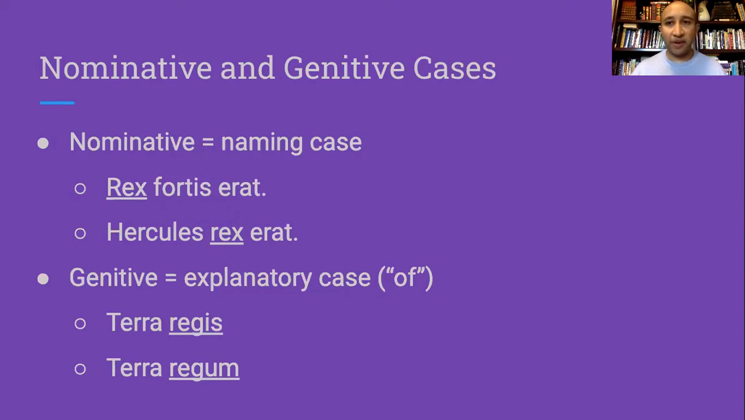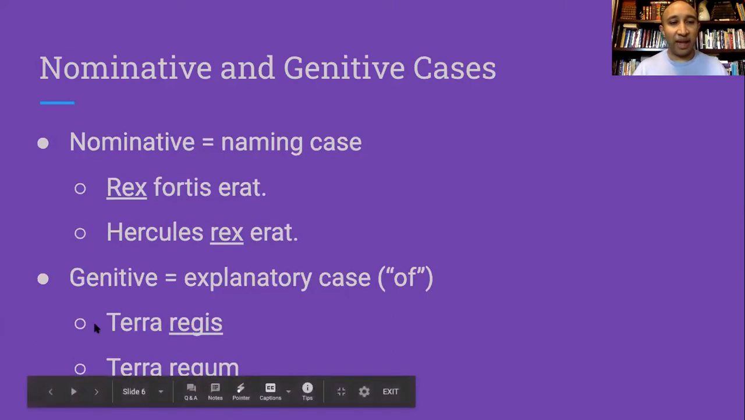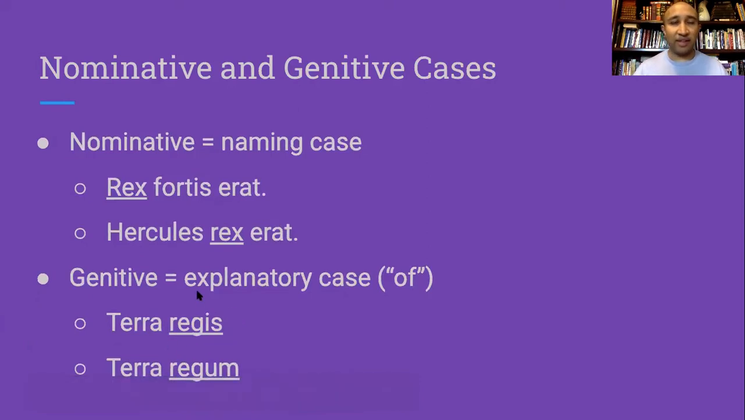The genitive case, we can understand as the explanatory case. So whenever we see a noun in the genitive, it's always going to be paired with another noun, and it's always going to add more information. It's always going to explain more about the noun it's connected to, okay? So we have here terra regis, okay? So regis here is the genitive singular of the noun rex, and it's working with terra. So terra means land. Land of the king is how we translate it. So that genitive gets translated as of the king. It tells us whose land it was.